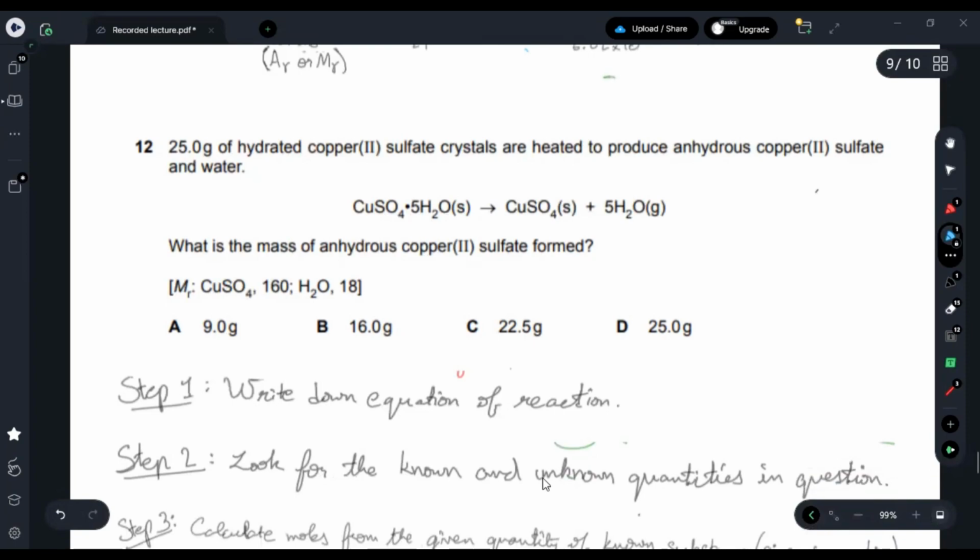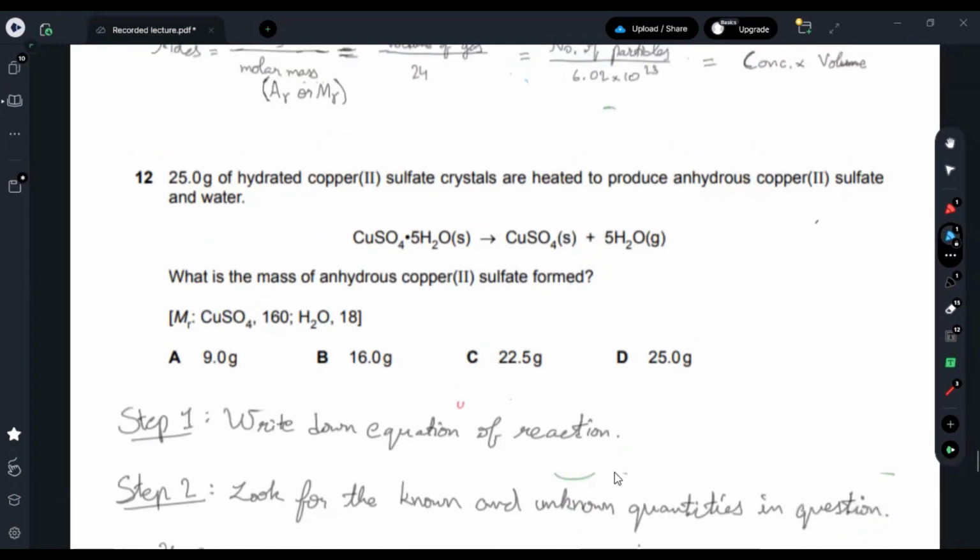which says to look for the known and unknown quantities in the question. So we are going to mark this down. The known is 25 grams of hydrated copper 2 sulfate. So this is actually the reactant that is known. And the unknown over here is this: what is the mass of anhydrous copper 2 sulfate formed? So this is the unknown thing. That is, we have to find the mass of one of the products, which is this one.